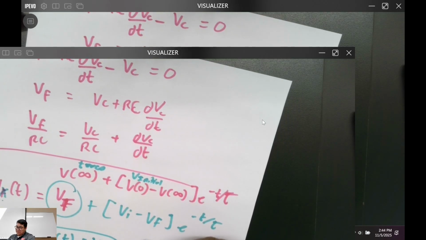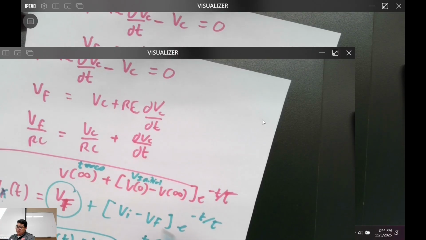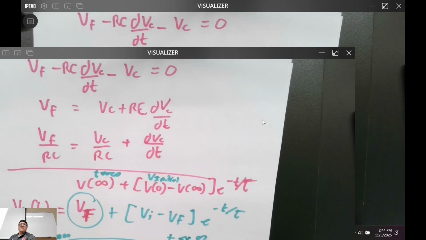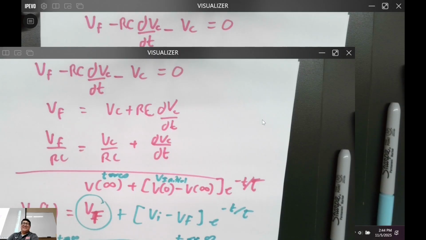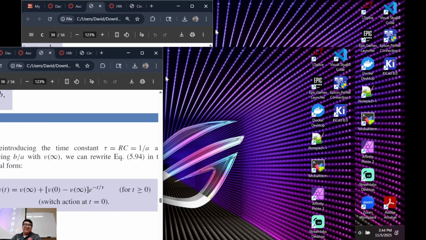But then when t is finite, very much less than infinity, then we're going to have to rely on this equation. Is that good? Who wants to start doing problems? What problems do we want to do?